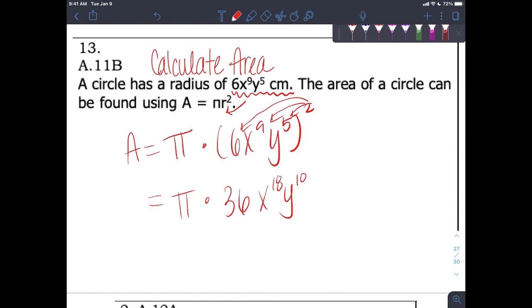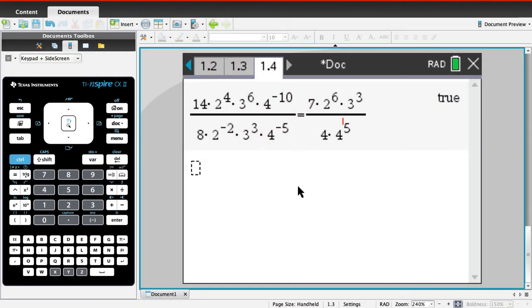Now, something is weird about trying to test with a pi in there. So I'm only going to test this part and this part. Okay, so let's go ahead and take a look at our calculator. I'm going to say 6 times 2 to the power of 9, and that should all be in parentheses, multiplied times 3 to the power of 5, all to the power of 2, should be equal to 36 times 2 to the power of 18 multiplied by 3 to the power of 10.